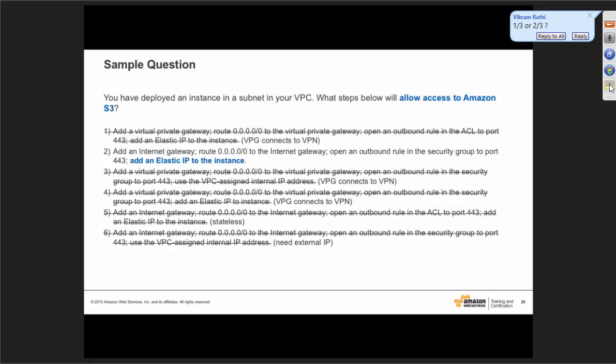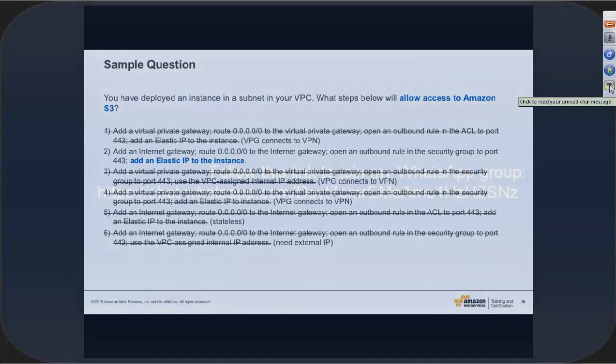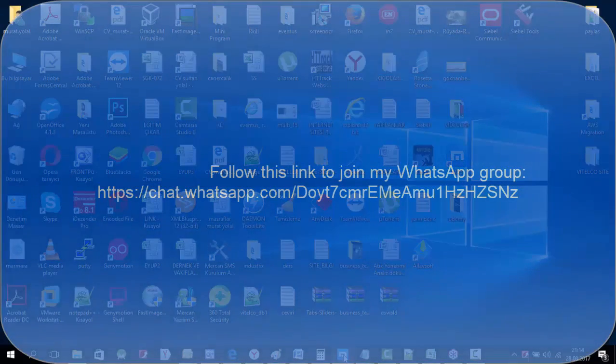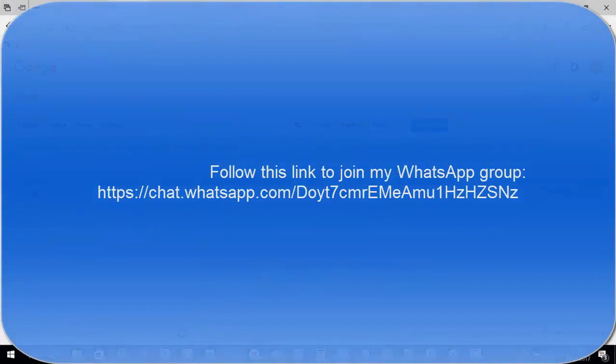There was a question: how did I figure out the access is from the internet and not through VPN? It doesn't say VPN in the question stem. The question is, I'm going from a subnet in a VPC to S3, and vice versa. So it's never leaving AWS to go to on-premises. Is virtual gateway the same as VPN? Whenever I see virtual private gateway, I immediately think VPN. Yes.